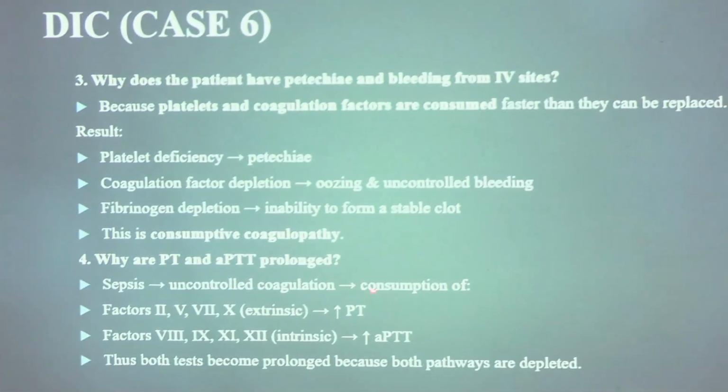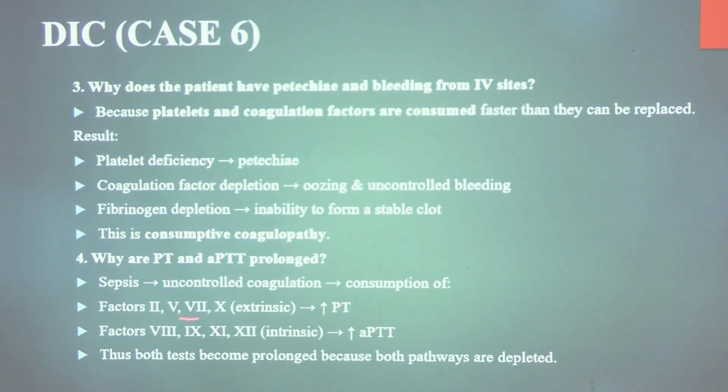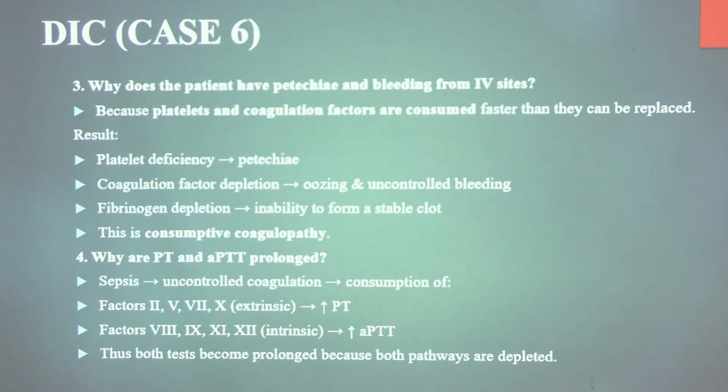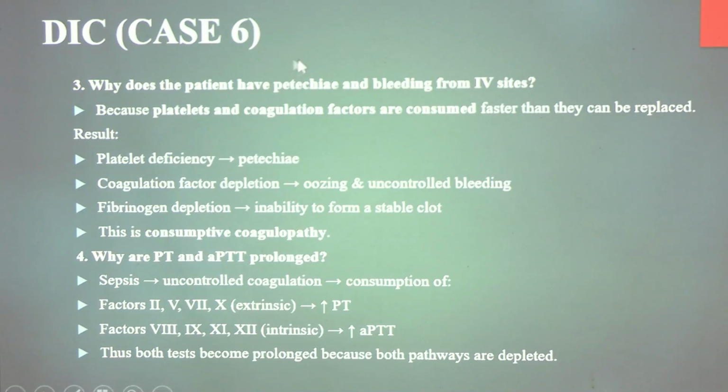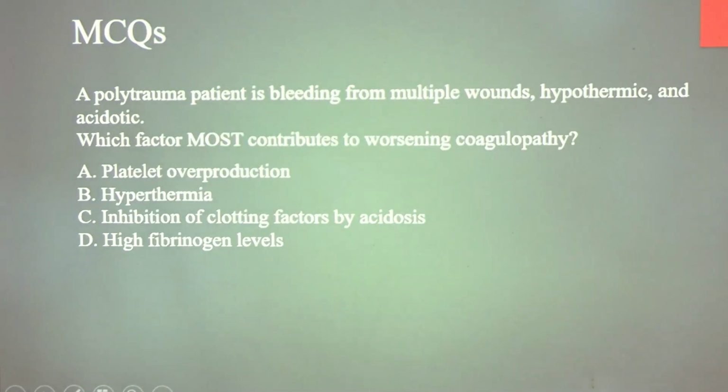So why are PT and aPTT prolonged? Because there is increased consumption of these factors that you have been told previously. There are two pathways, extrinsic and intrinsic, right? The factors involved in the extrinsic pathway cause the increased prothrombin time, and the factors involved in the intrinsic pathway cause the increase in aPTT. Because these two pathways are involved, the bleeding time is prolonged.